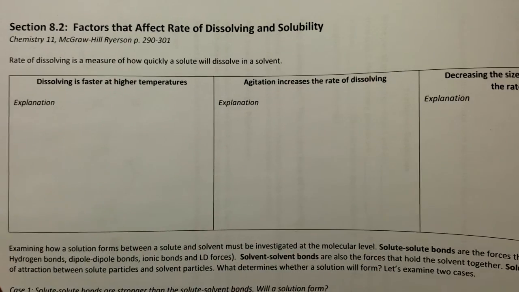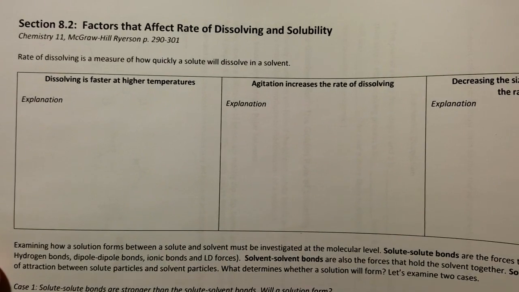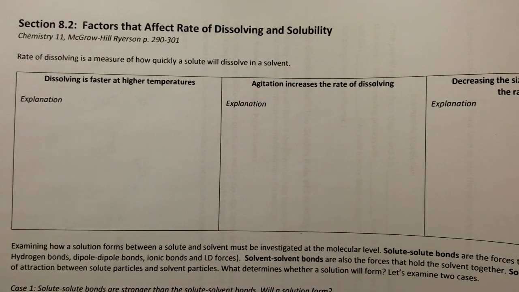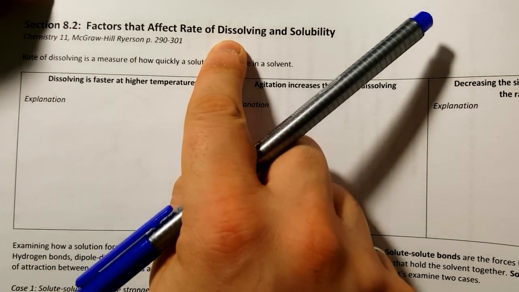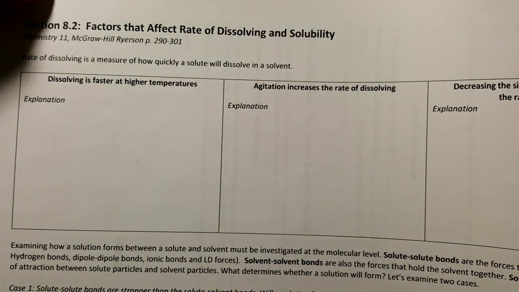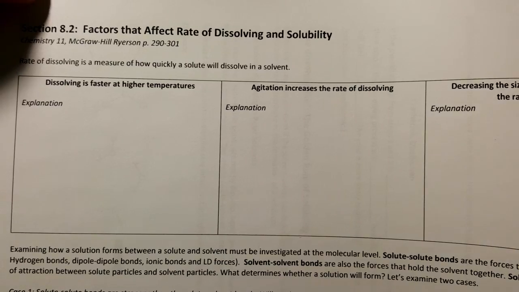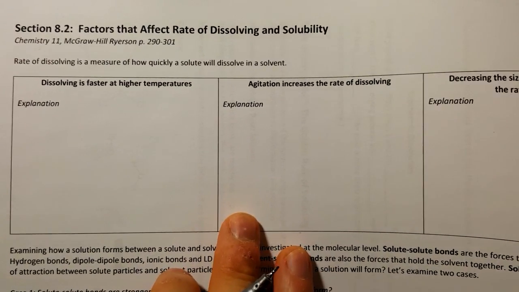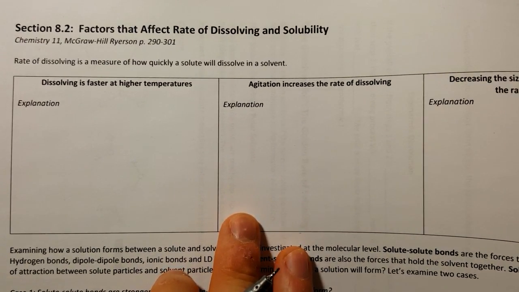So moving right along, we're now in section 8.2, factors that affect the rate of dissolving and solubility. So factors that affect how quickly something dissolves. Rate of dissolving is a measure of how quickly a solute will dissolve in a solvent. I think it's pretty evident if you want something to dissolve faster, you might raise the temperature of the solution, or the solvent.